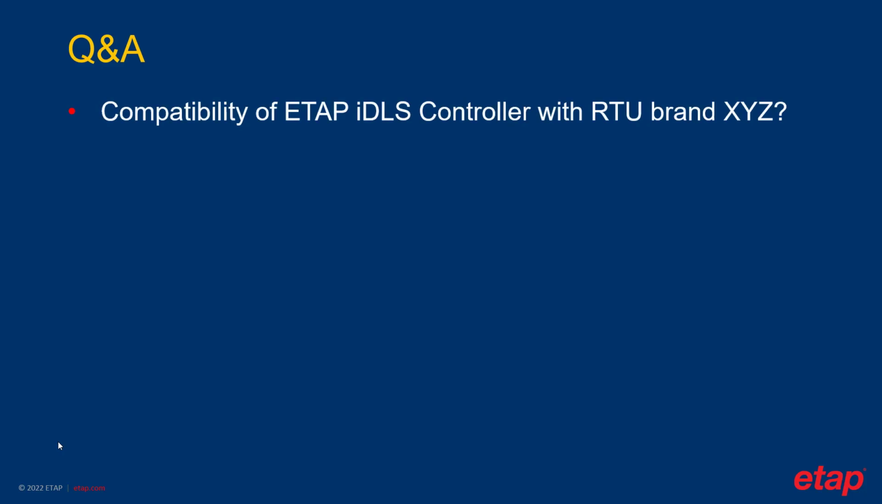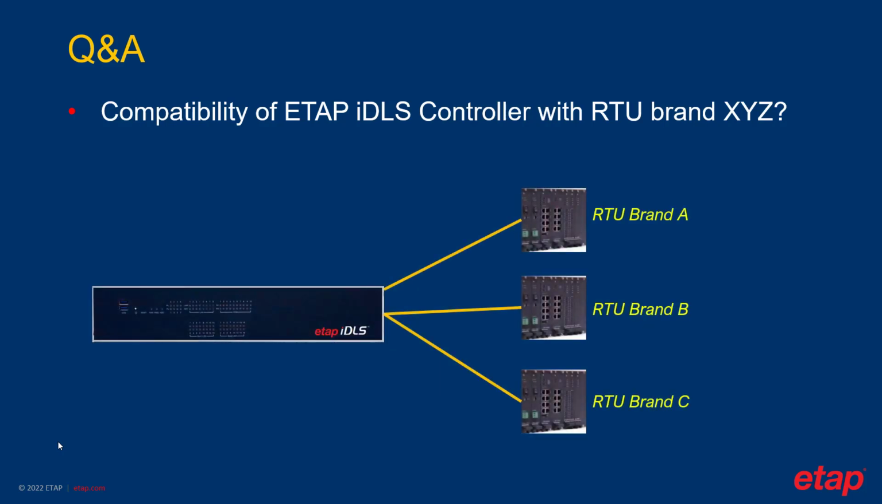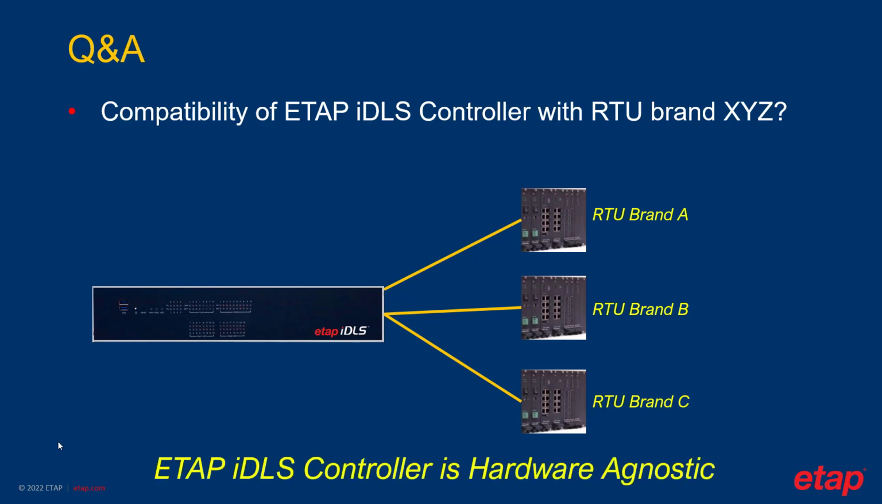Now, let me address some of the common questions that we have received for the ETAP iDLS controller. First, is the controller compatible with a specific brand of RTUs, or does it require to use a specific ETAP RTU? The answer is, the ETAP iDLS controller can communicate with many brands of RTUs. The controller is capable of communicating using different communication protocols that are commonly handled in distribution systems, such as IEC 104, IEC 61850, DNP3, and ICCP to exchange data with other control centers. In other words, our controller is hardware agnostic, allowing to communicate with any RTU brand regardless of the manufacturer.